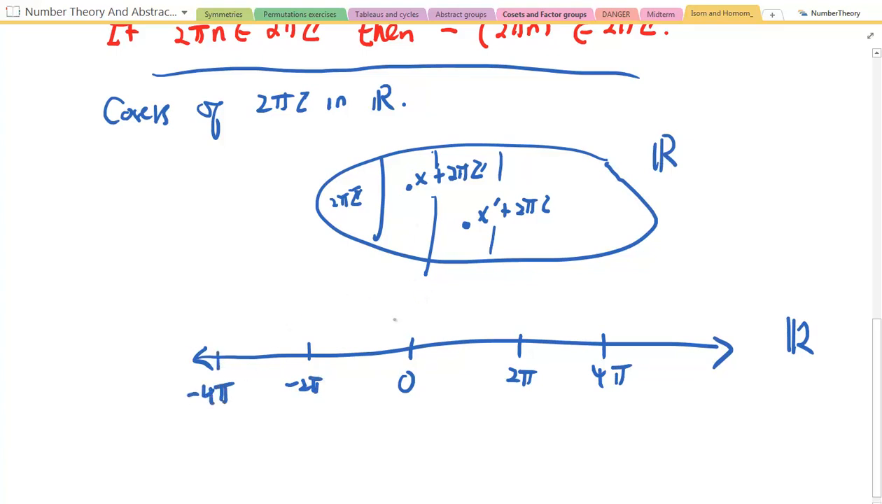Let's pick a number that's not in 2 pi z. Let me just pick x here. What I do is take x plus every element in 2 pi z. So x is x plus 0, and x plus 2 pi is going to be here. x plus 4 pi is going to be here. Then x minus 2 pi is here, and x minus 4 pi is here. So you can see the elements of this coset are also periodically spaced.